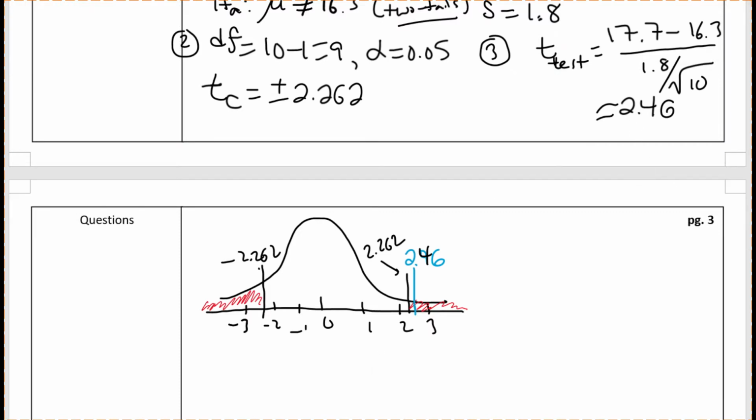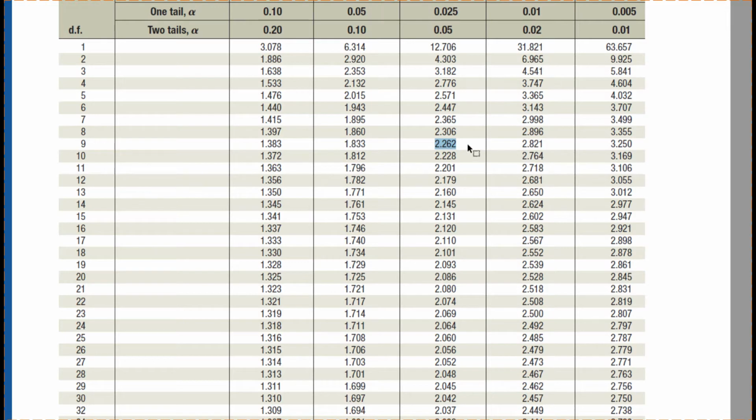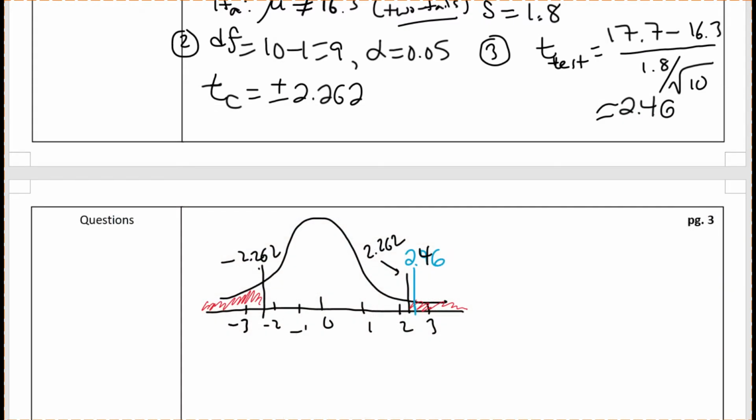All right, so 2.46. But if we look here, 2.46 is between 2.262 and 2.821. So it's between those two numbers. So for a two-tailed test, we're looking at between these two. So the p-value is between 0.02 and 0.05. Right? So our p-value is greater than 0.02, but less than 0.05.